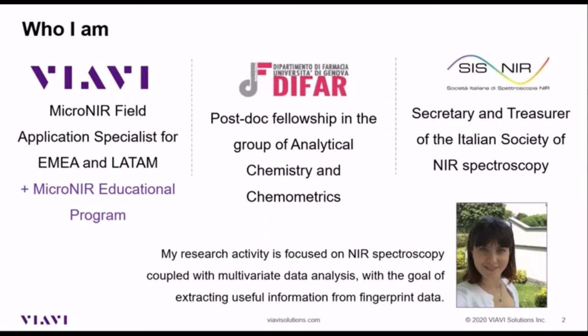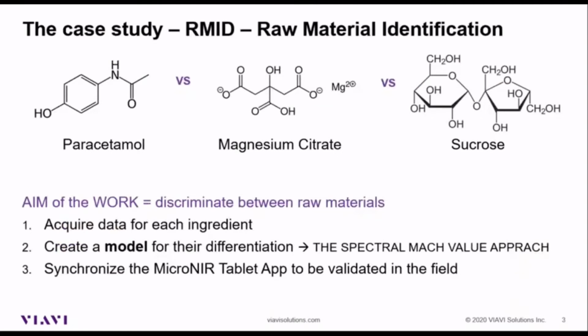I'm a researcher, so I can do this work thanks to a collaboration between VIAVI and my research group. I have a postdoc fellowship in the group of analytical chemistry and chemometrics in Italy. I'm based in Genova, and I basically work with NIR spectroscopy, but from the chemometric point of view. What is chemometrics? It is just the statistics, the numbers that we need to understand the information that is behind the spectra.